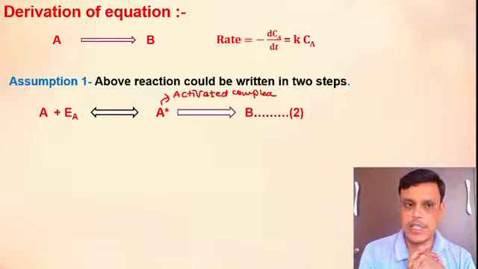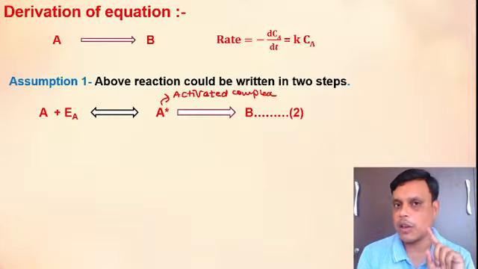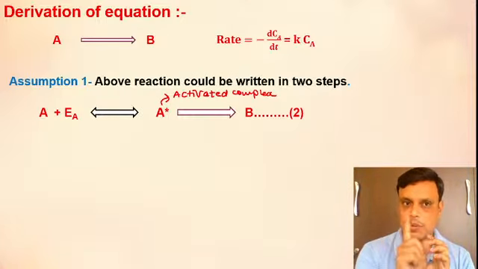So sorry, second step. First step is formation of activated complex and second step is formation of product from an activated complex. So this is assumption number 1. What is assumption number 1? The above reaction is not a simple one step reaction, it is a two step reaction. First step is formation of activated complex, second step is formation of product from activated complex. So let us give this equation or reaction number 2.